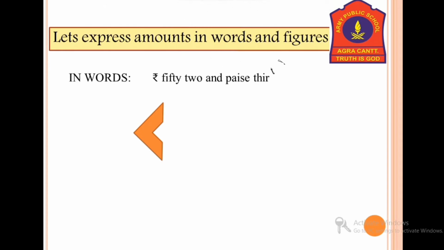In words, suppose we have written rupees 52 and paise 30. This is how we are writing in words. Only the rupees symbol and otherwise all in words. In figures, while writing, we can write in long form and short form. As you can see, in long form, we are writing the numeric value with the spellings of rupees and paise.